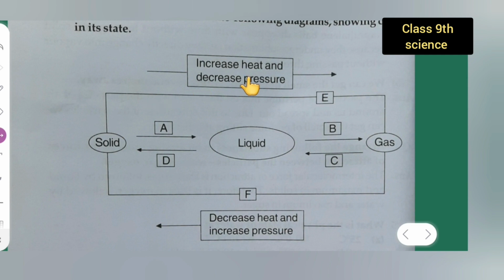Okay. So, increase heat and decrease in temperature. Here decrease heat and increase in temperature. Okay. Over this side. And this side it is increase heat and decrease in pressure. Okay. So, A is what? A is nothing but a fusion, right? C is nothing but condensation, okay?